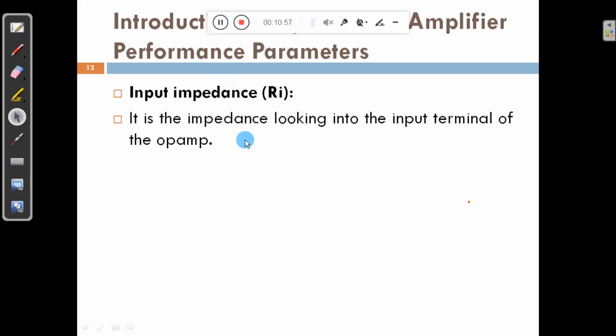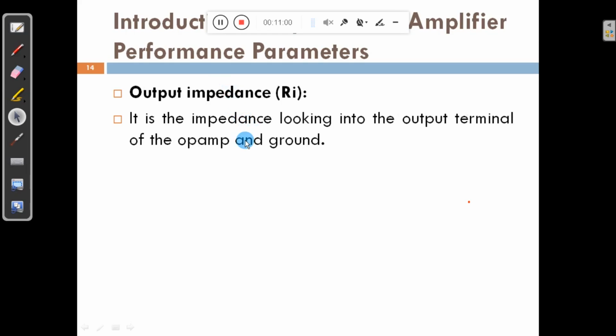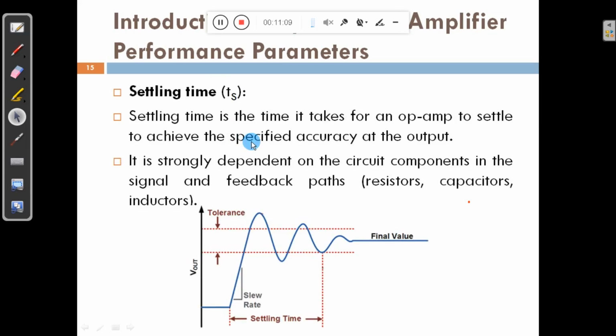So next parameter is the input impedance. It is the impedance looking into the input terminal of the operational amplifier. Then the next one is the output impedance. It is the impedance looking into the output terminal of the operational amplifier and ground.